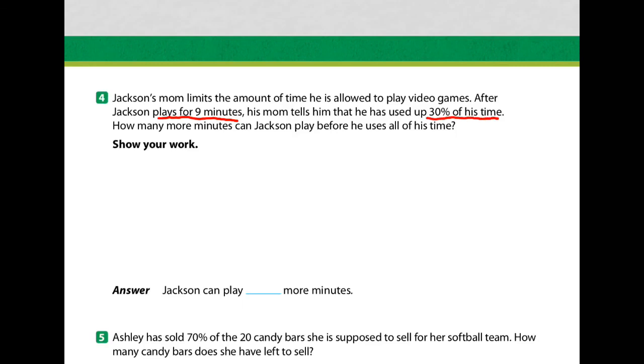So the 9 minutes is 30%. So this one says, how many more minutes can Jackson play before he uses all of his time? So this is a lot like the one where we're reading the book and you read 70% and had to figure out how many more pages to read. So this one's very similar. So what I'm going to set up is basically a table just like that.